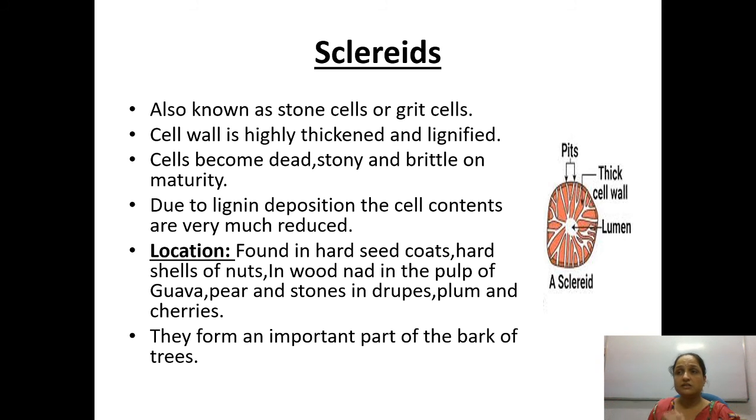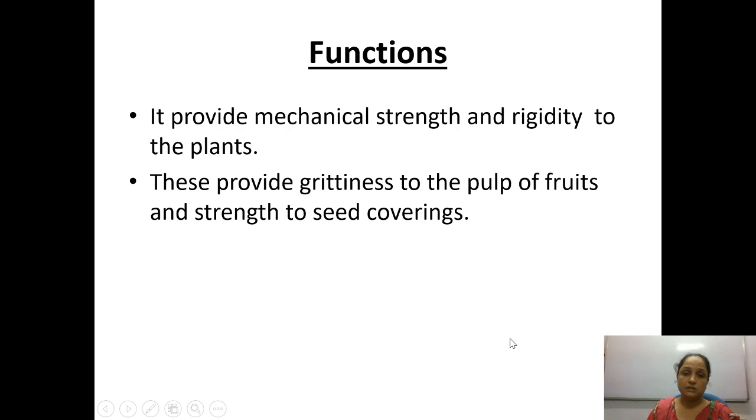हार्ड शेल्स ऑफ द नट्स. नट्स आपने खाए होंगे. नट्स का जो शेल होता है, आउटर कवर, it is also containing the sclerids. In wood and in the pulp of guava. Guava के pulp में present होता है. Pears में, stones in the drupes के अंदर भी होता है. Plum में, cherries में, जो उसका hard part होता है, the central part, that is basically the sclerids. स्क्लेरिड प्रेजेंट होता है उसमें. They form an important part of the bark of the trees. बार्क बनाने में भी हेल्प करते हैं.